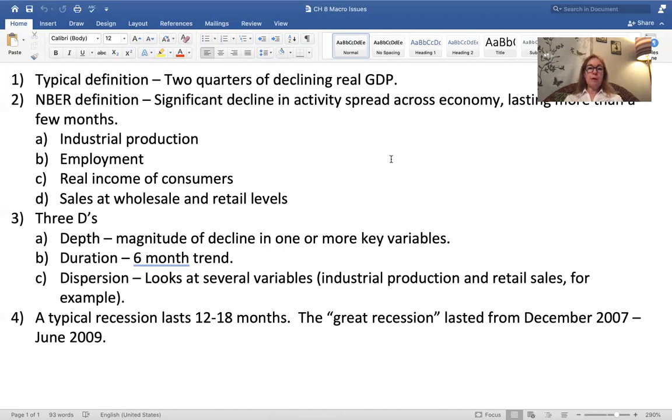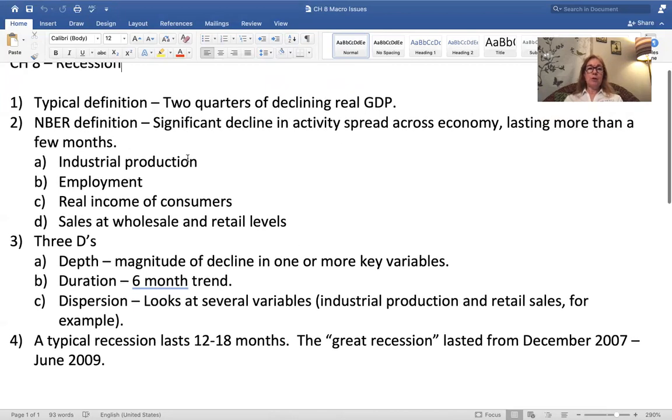So the main takeaway when you read this chapter is we've got the common definition up here, 2 declining quarters of GDP. And then we have a little bit more in-depth look at what actually goes on to see if we're really in a recession. As you're reading the chapter, just use this as an outline to focus on these items. Now, a typical recession lasts 12 to 18 months.